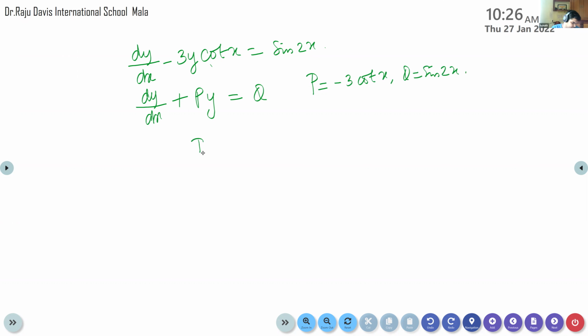Once you write p and q, the next step is to write the integrating factor. The integrating factor is e raised to integral p dx. So e raised to integral of minus 3 cot x dx, where minus 3 is a constant. What is the integral of cot x?